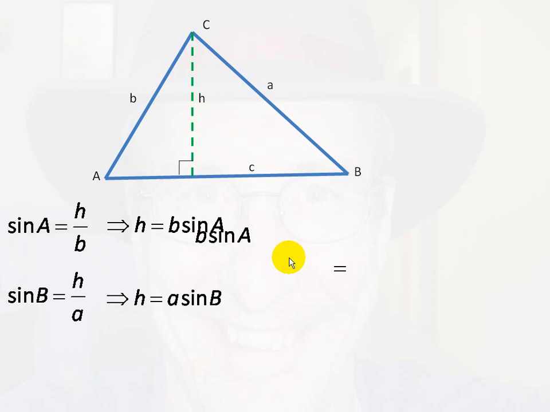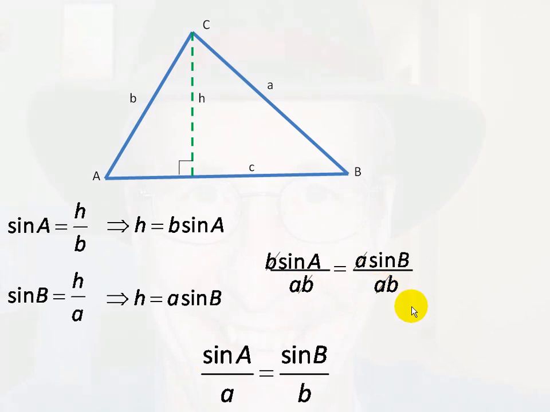Well, if that's true, I'll just equate them. And then notice I can divide by ab. And over here the b's will cancel, and over here the a's. Now, look what we've just discovered. We've discovered this amazing ratio, this proportion: sine A over a is equal to sine B over b.